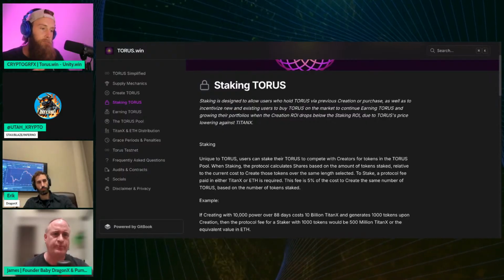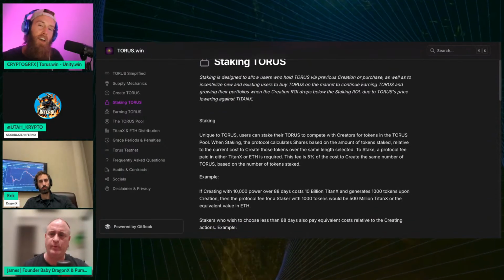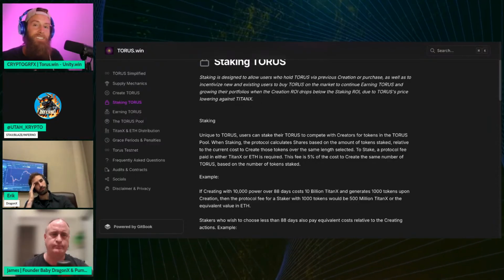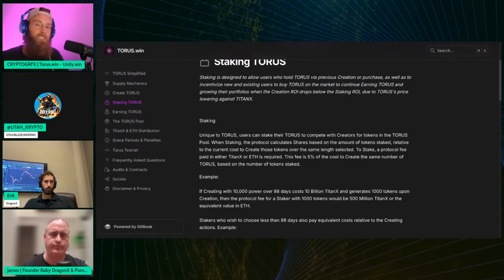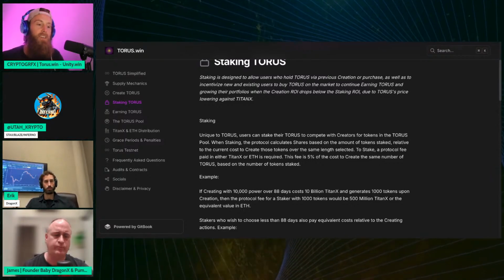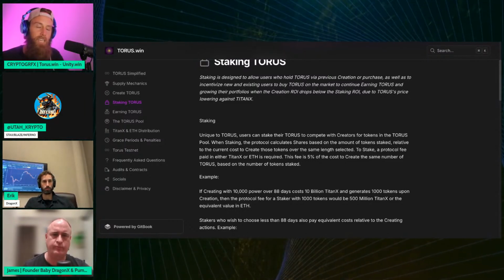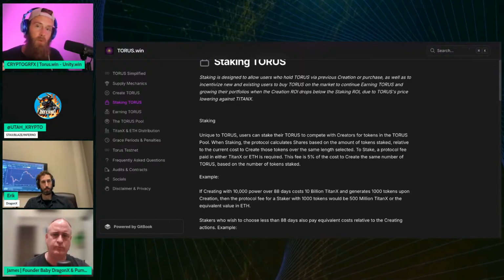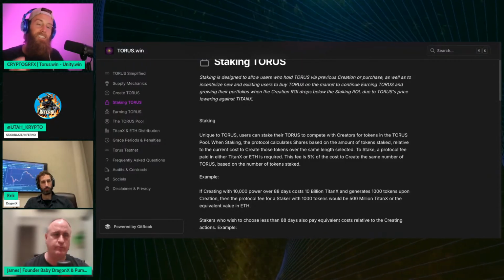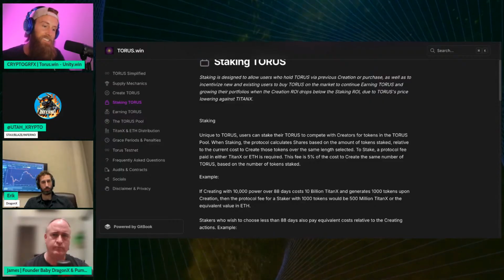But for staking, I'll keep it nice and simple. There's a 5% staking fee for staking, which means if you want to stake in TitanX or stake your Torus, it's not free. You have to pay. You have to contribute to the buy and burn. You have to contribute to the buy and build, and you have to contribute to the burning of TitanX as well. And this also gets more difficult over time, meaning it's more and more expensive to stake the same amount of Torus in the system.